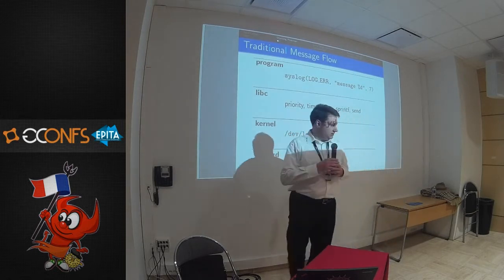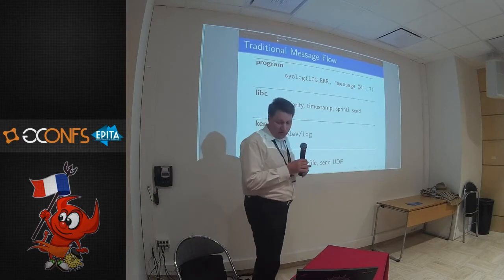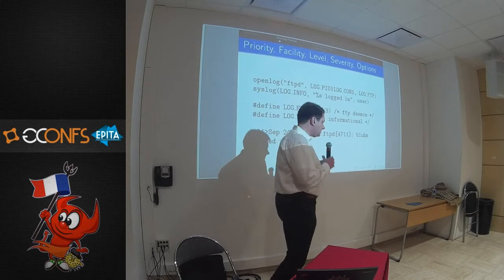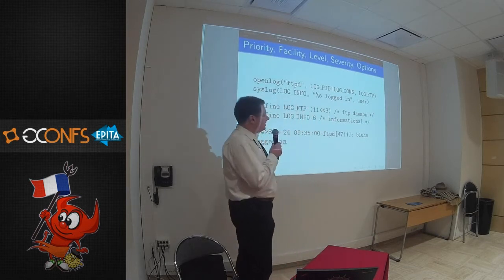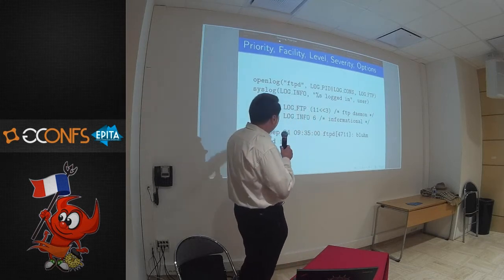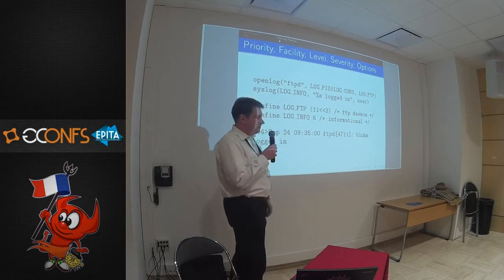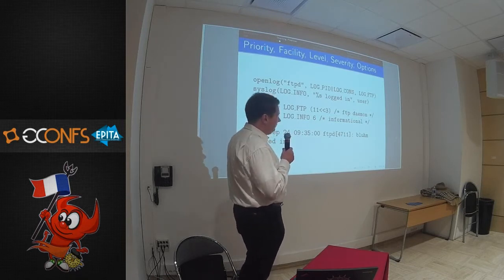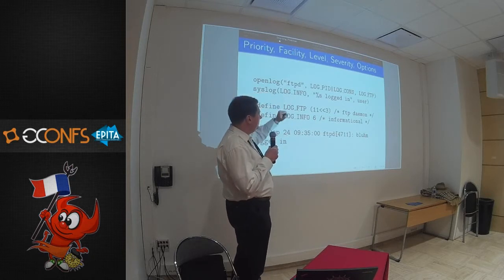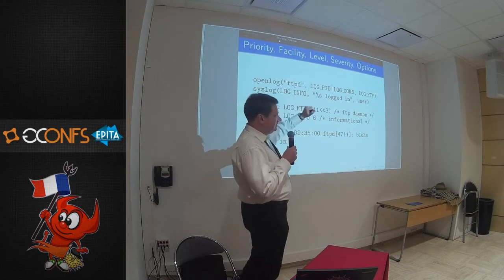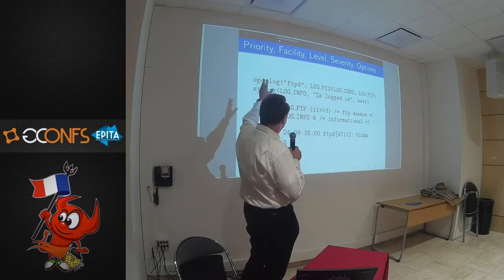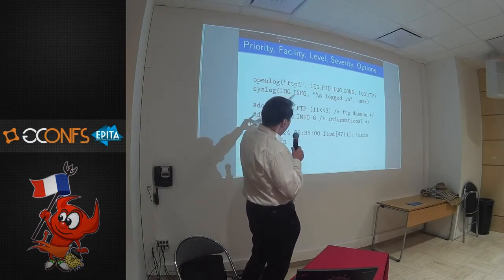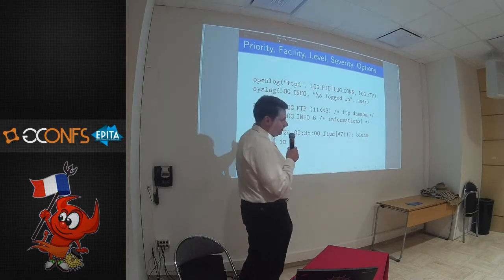So this has been there forever, more or less. Now we look into details of how that works. We have some priorities, facilities, levels, severities, and options that we can pass. There, the first confusion starts. The man page speaks of level. The RFC calls it severity. The header files call it priority, while the RFC means the combined thing of severity and facility is the priority.